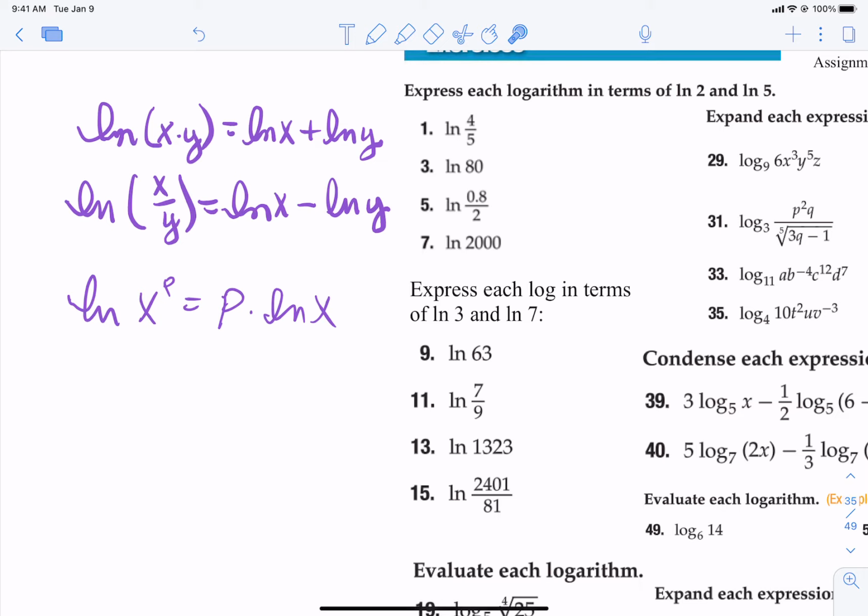I see the purple writing. Yeah, okay, I can see what you're doing. Oh, awesome, okay. So, write these three rules down. I'm going to just start with number one.